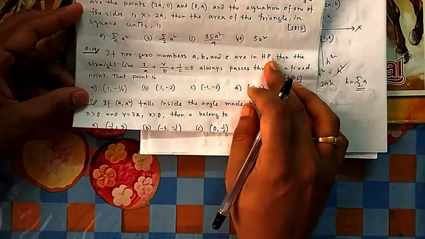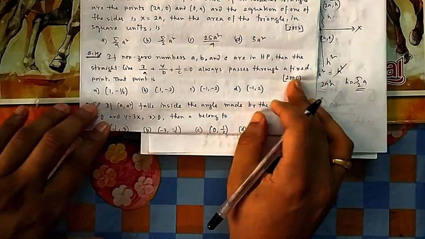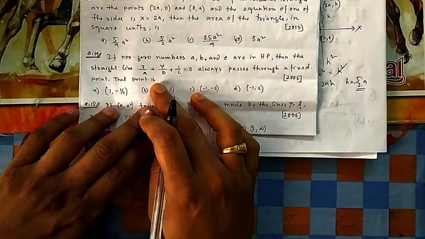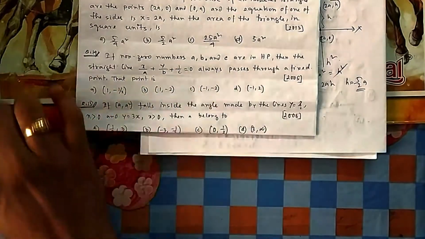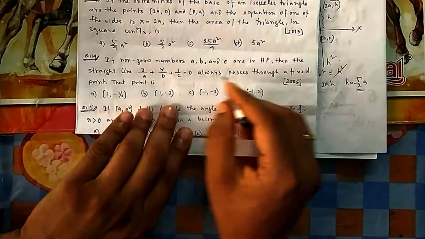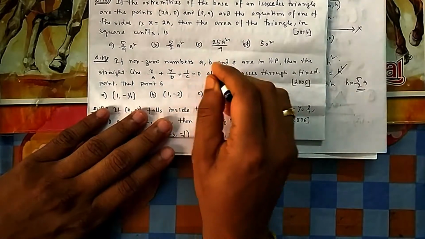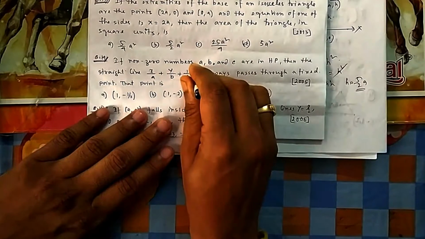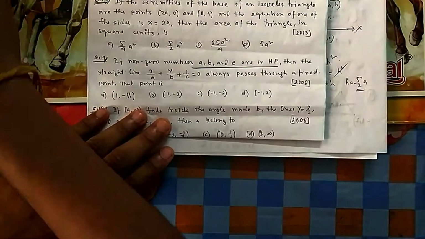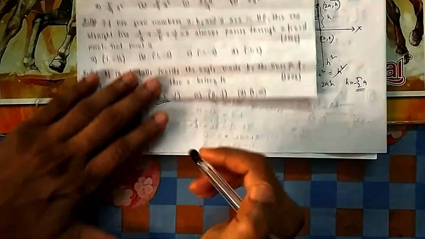If non-zero numbers a, b, c are in HP, then the straight line is always passing through a fixed point. The point is, so what is the point? So if you see this line, these questions will confuse you. What should I do? But you should try with something. So one hint is given. What is given? a, b, c are in HP. So you try with the basic conditions of HP.